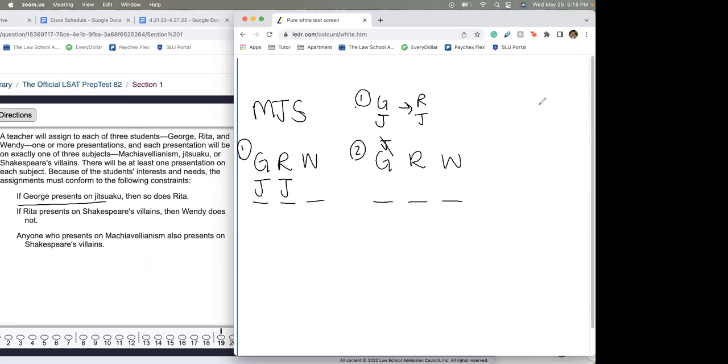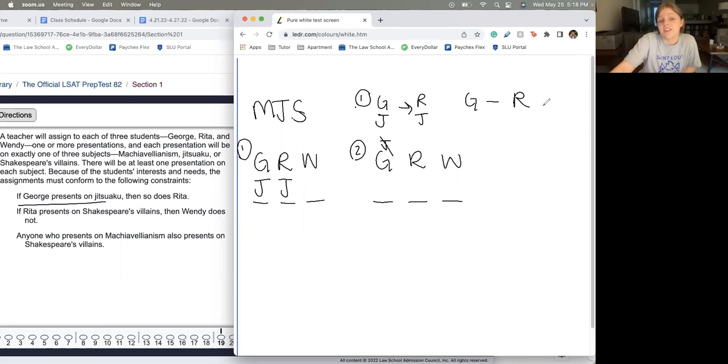Because I was gonna do like G line R, then line J. No, I guess it won't work. I'll be frank with you. It doesn't really matter how you write the rule, so long as it makes sense to you. If you're writing your rule in some way that doesn't make sense to me, I don't care, so long as you still understand that if we have J under G, we have to have J under R.